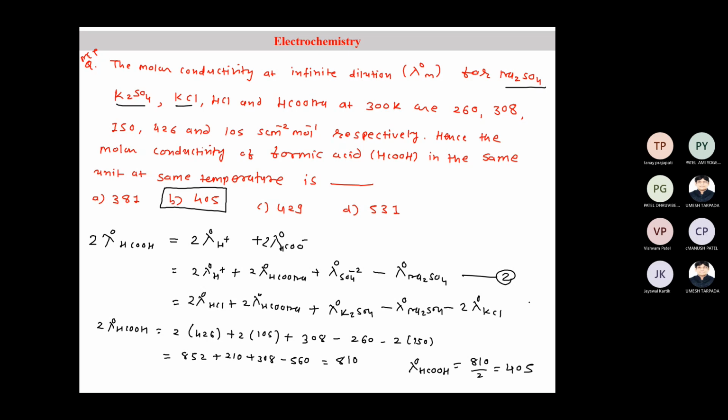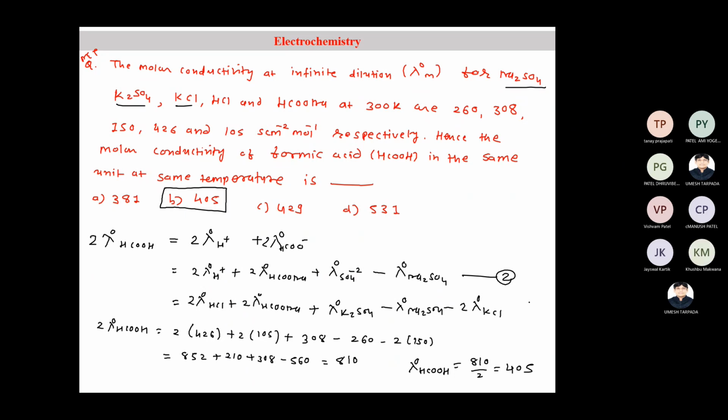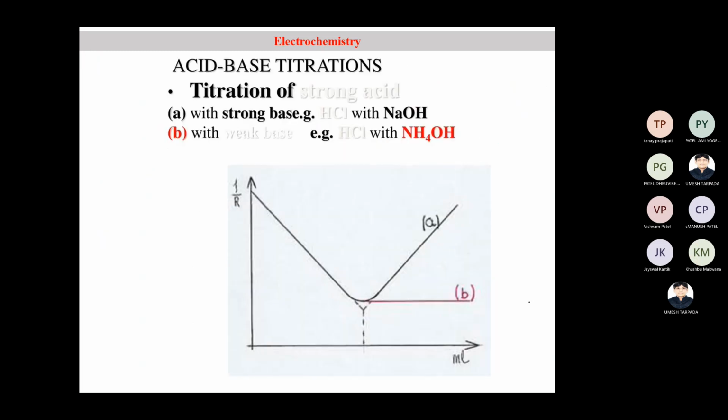H plus is a highly conducting ion, and OH minus or Na plus is somewhat less conducting. So see what happens if you have a strong acid versus a strong base. This type of titration you have already completed.